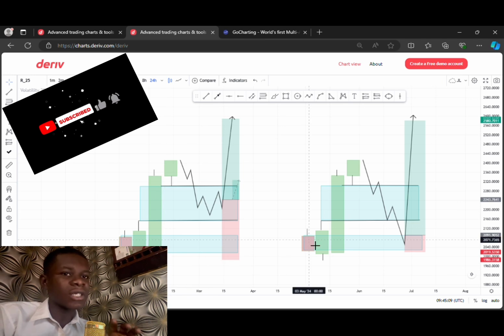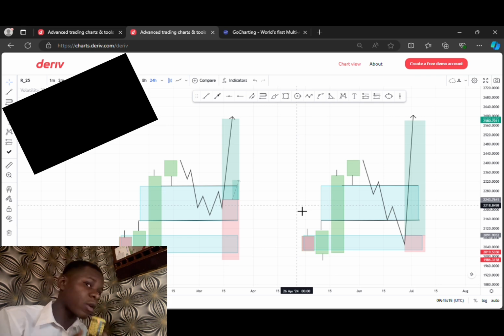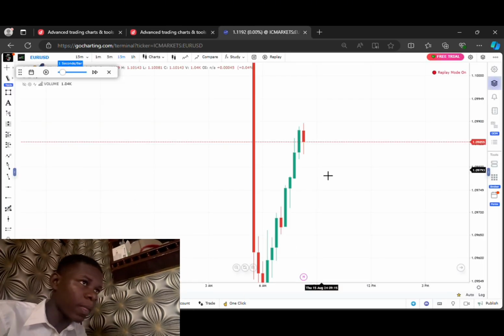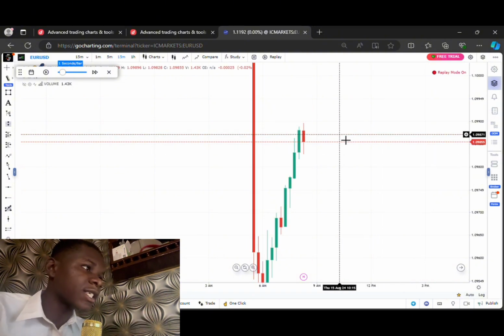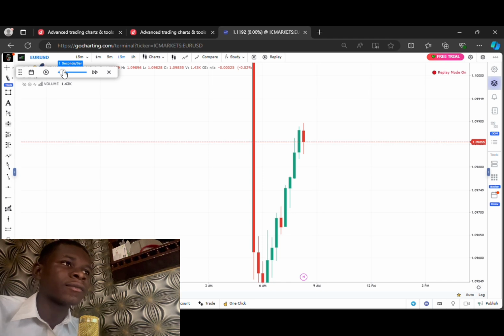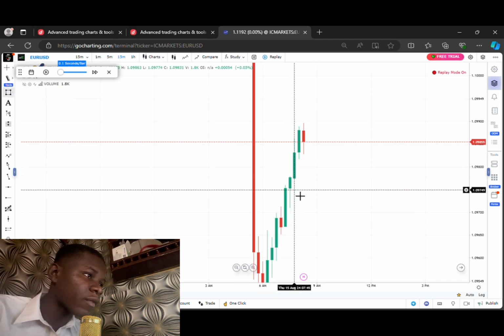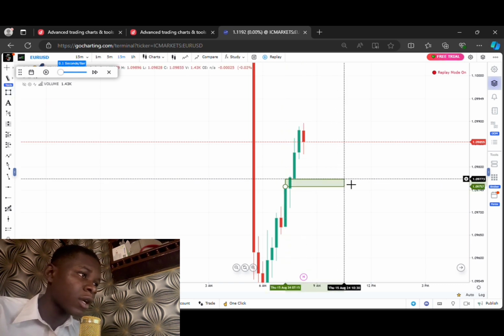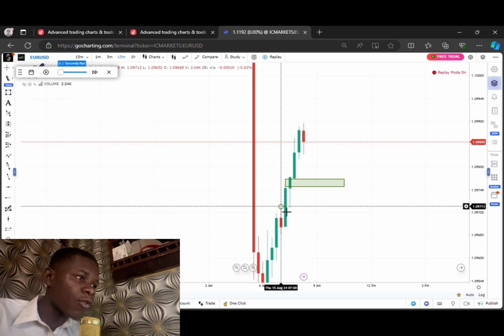Now I'm going to go to the live chart and give you examples of how you can use fair value gaps correctly and how you can use imbalances correctly. So here you can see in EURUSD, we have a particular fair value gap right here, a very little fair value gap. And here we also have an order block right here.